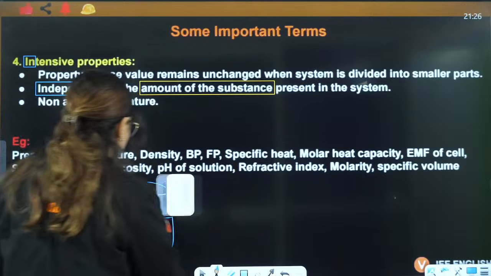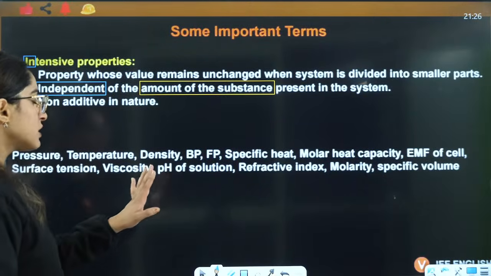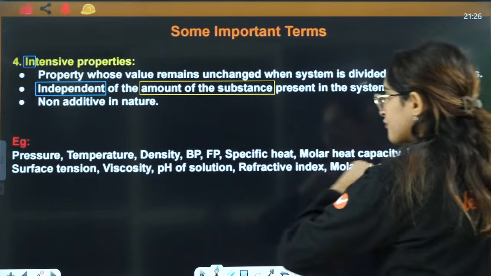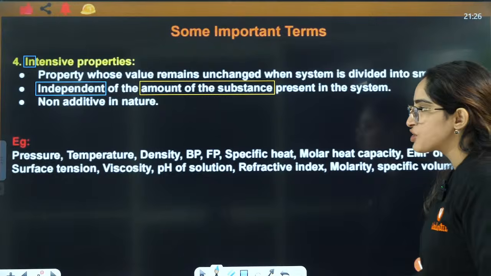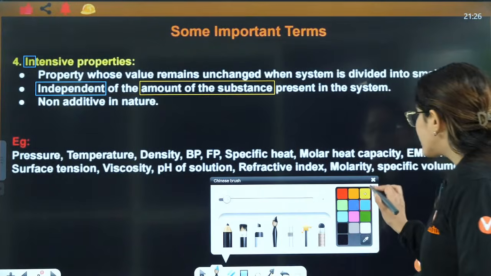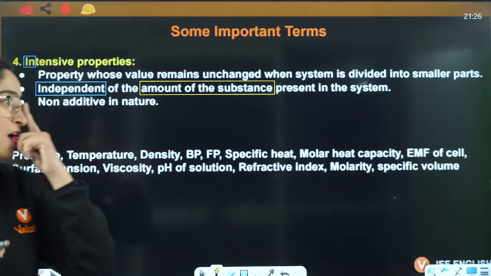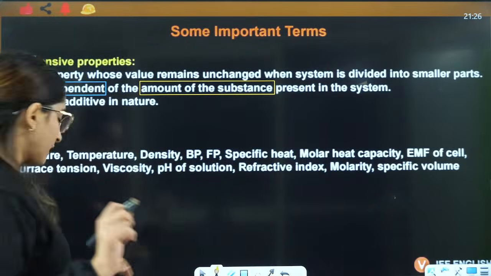Then pH of the solution, refractive index, molarities, then you have EMF of the cell, surface tension, viscosity, all of these are not dependent upon how much mass you have taken, right? Now I'll tell you a very interesting thing.